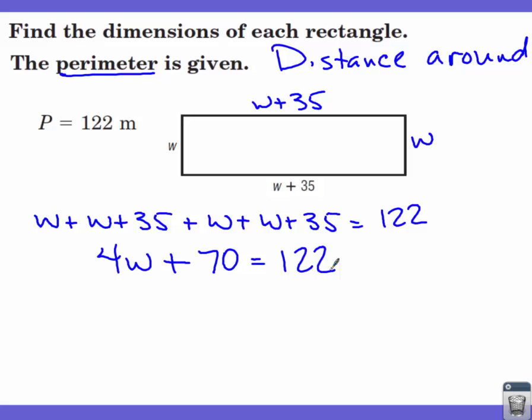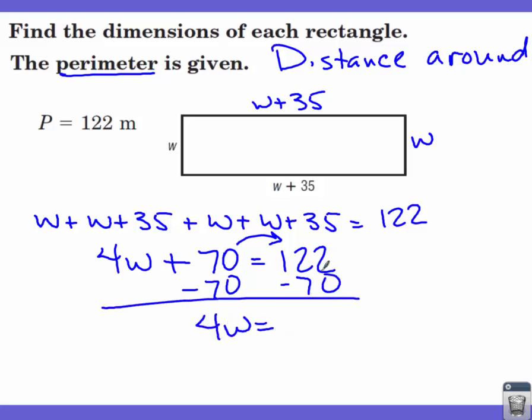So now my letters are already together, so I move my numbers to the other side by subtracting 70 from both sides. You end up with 4W is equal to, let's see, when we subtract this, 2 take away 0 is 2, 12 take away 7 is 5. So we get 4W is equal to 52.